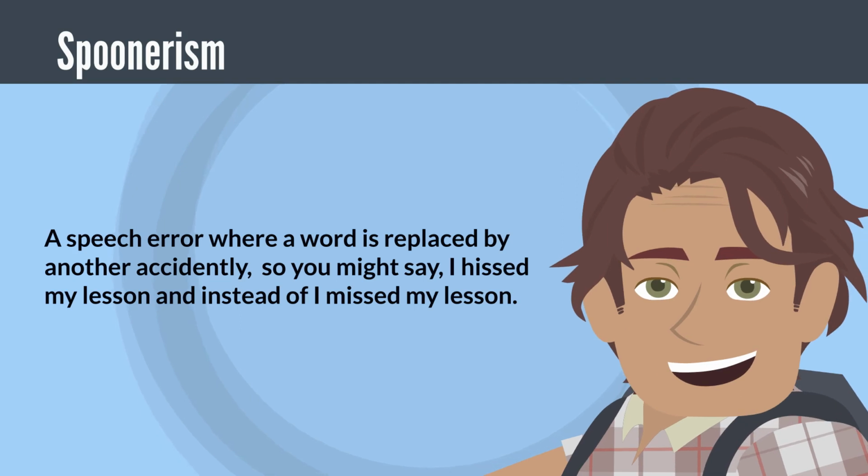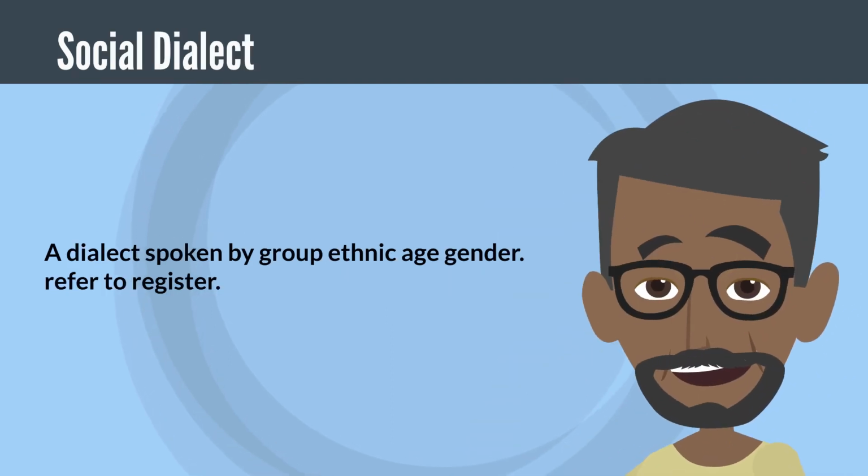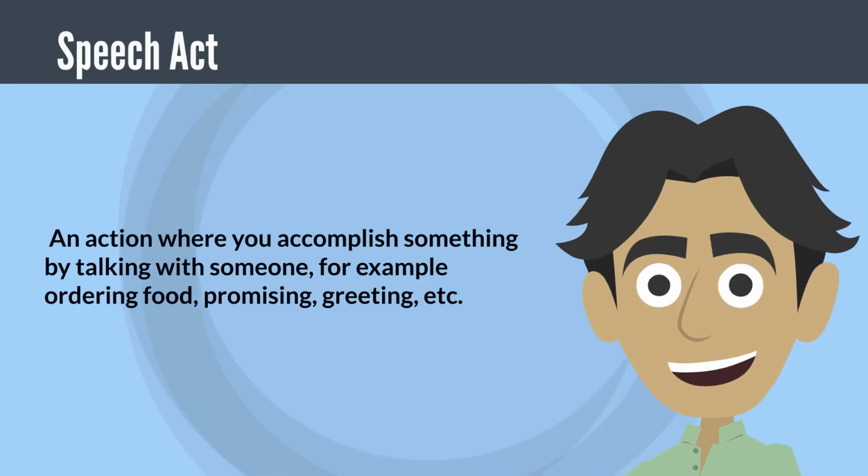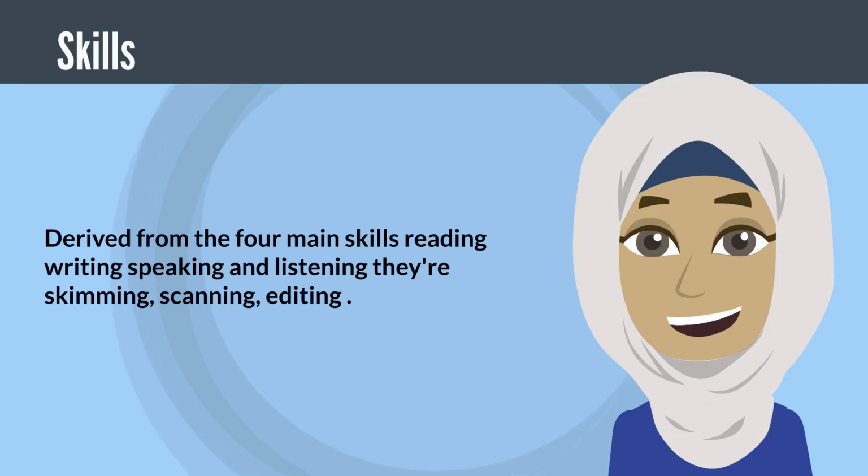Spoonerism is a speech error where a word is replaced by another accidentally, so you might say "I hissed my lesson" instead of "I missed my lesson." Social dialect is a dialect spoken by group, ethnic, age, gender. Refer to register. A speech act is an action where you accomplish something by talking with someone, for example ordering food, promising, greeting, etc.